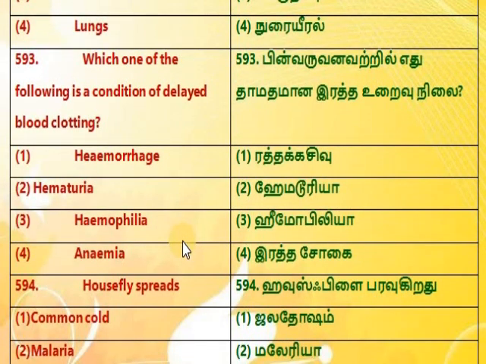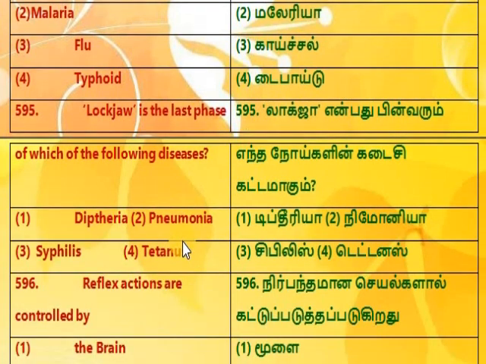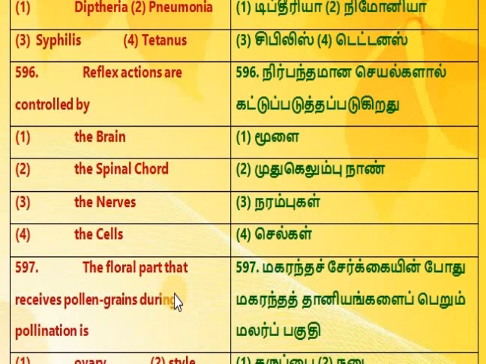593. Which one of the following is a condition of delayed blood clotting? 1. Hemorrhage, 2. Hematuria, 3. Hemophilia, 4. Anemia. 594. How does cephalitis spread? 1. Common cold, 2. Malaria, 3. Flu, 4. Typhoid. 595. Lockjaw is the last phase of which of the following diseases? 1. Diphtheria, 2. Pneumonia, 3. Syphilis, 4. Tetanus. 596. Reflex actions are controlled by: 1. The brain, 2. The spinal cord, 3. The nerves, 4. The cells.